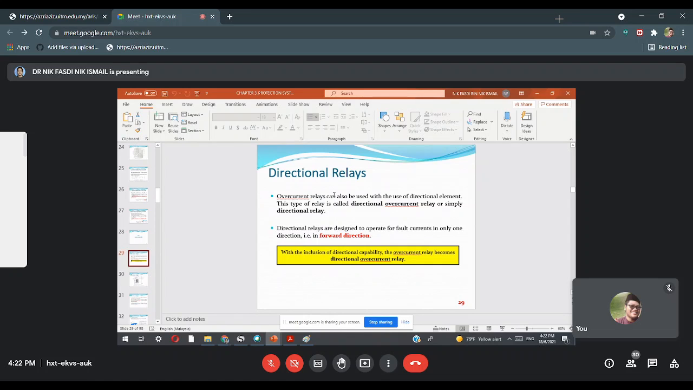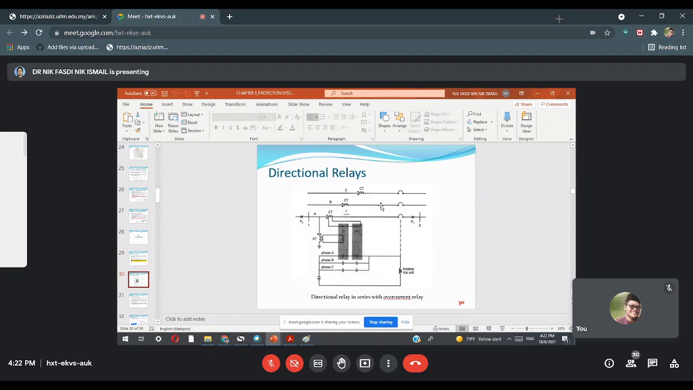When the current become negative dia takkan operate. So the relay can sense, dia boleh detect sama ada current tu dalam bentuk forward direction or negative direction. Okay, with the inclusion of directional capability, the overcurrent relay become directional overcurrent relay. So this is the diagram for directional relay in series with overcurrent relay.